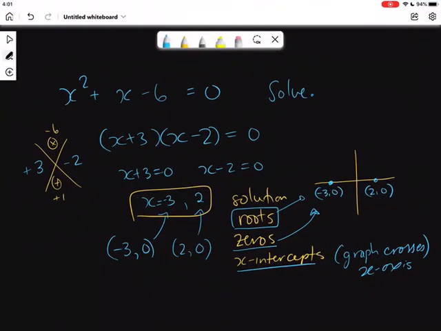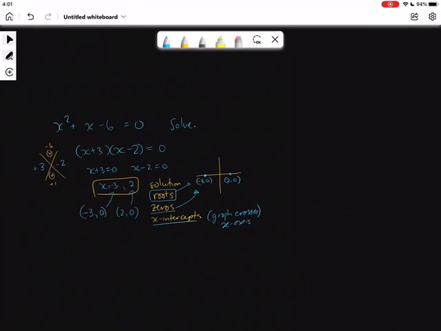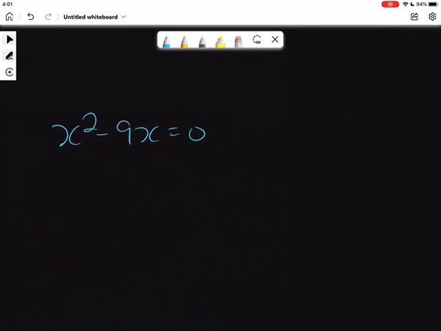And that will happen every single time. We can do a couple more just to make sure that this is super clear and obvious. Let's take a look at x squared minus 9x equals 0. If we go to solve this, again I can factor it. I can pull the x out because it's common in both, and I'll get x times x minus 9 equals 0.